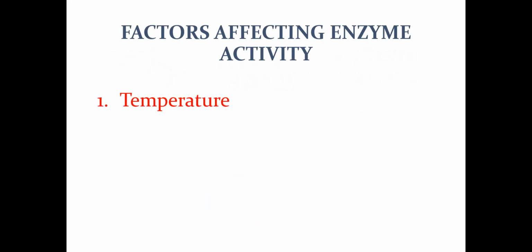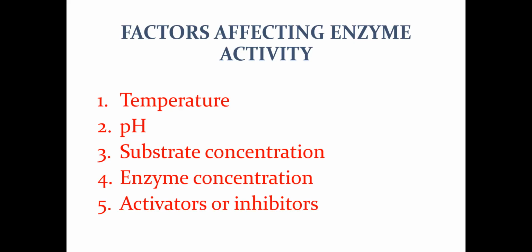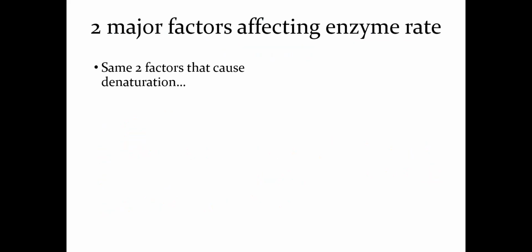Factors affecting enzyme activity: the main two factors are temperature and pH. The others are substrate concentration, enzyme concentration, or activators or inhibitors. Substrate concentration and enzyme concentration we can understand with the rate of catalysis. Two major factors are the temperature and the pH.